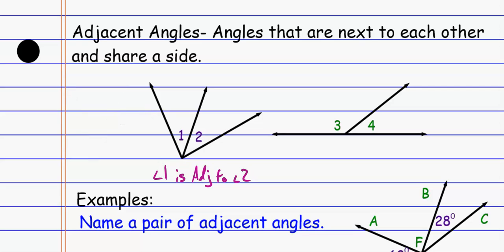The next one, same kind of thing. We can see that they start at the same spot. One angle is right next to the other angle, and they share one of those sides, so these are adjacent angles. So angle 3 is adjacent to angle 4, or I could say angle 4 is adjacent to angle 3. These are adjacent angles. And again, it just means that they're right up against each other. They share that side. They start at the same point. But again, it's next to, not inside of. They have to be next to each other.